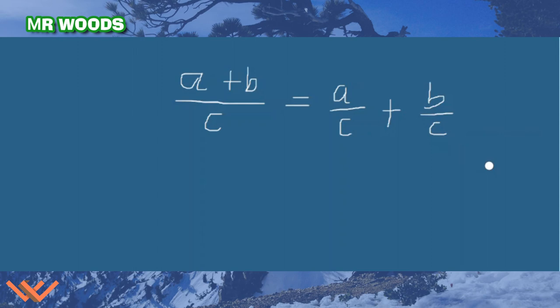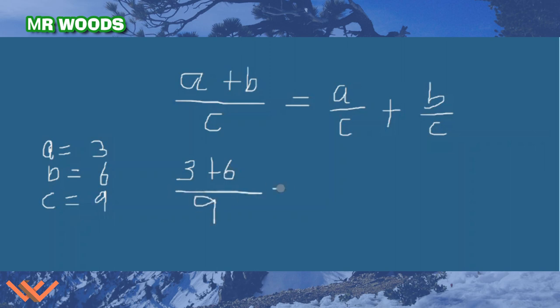Now let's plug in some numbers. Let's try to make it easy for us. So if we have a equal to 3, b equal to 6, and c equal to 9, and you plug all that in, we have 3 plus 6 divided by 9. Equals, you just add the top, 9 over 9. Let's make that into a number. Here we go, 9 over 9, 9 ninths, is equal to 1.